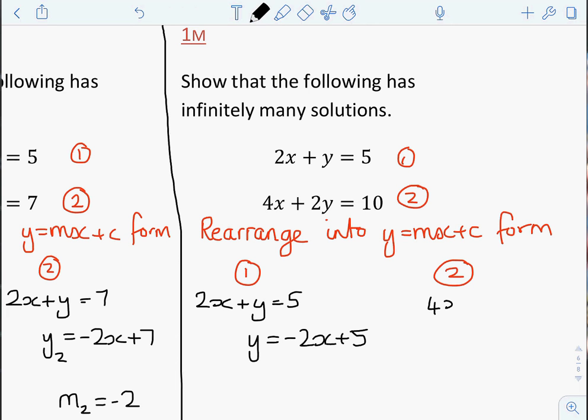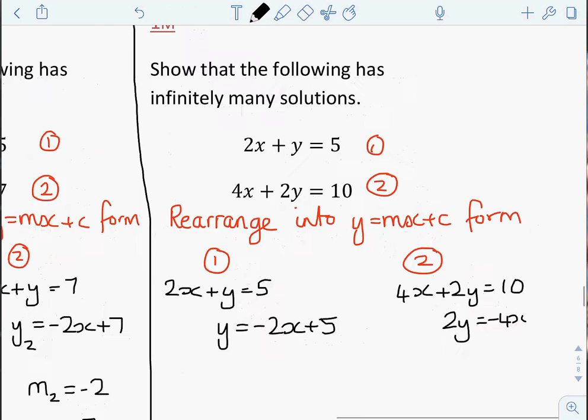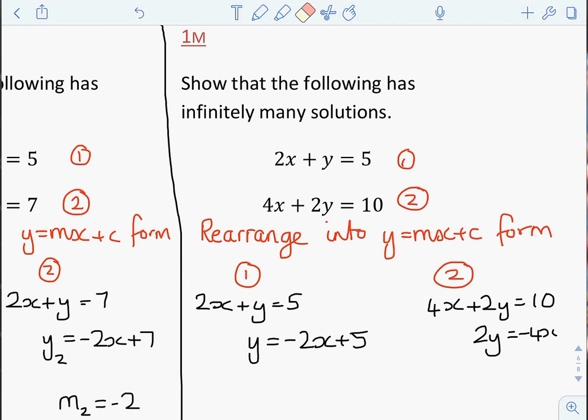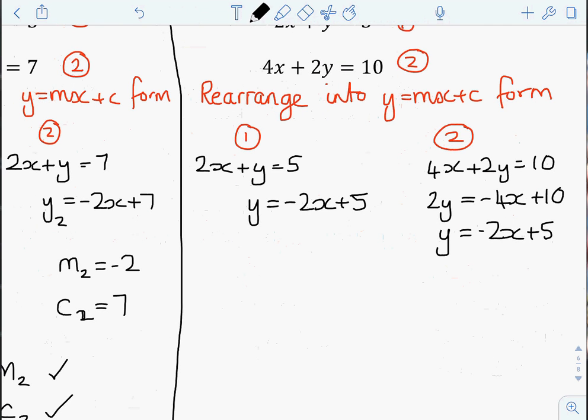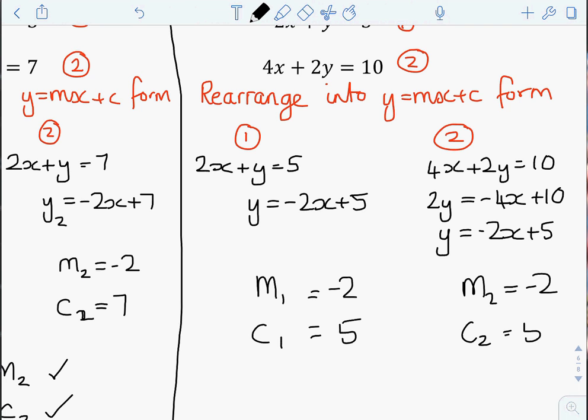Equation 2 will start off with 4x plus 2y is equal to 10, minus the 4x from both sides, and we'll have 2y is equal to minus 4x plus 10, divided by 2, and y is going to be equal to negative 2x plus 5. Obviously, you can see at this point those are exactly the same equations, but we'll go through the process of identifying our gradients and our y-intercepts. So gradient of negative 2, y-intercept of 5. Same for equation 2, minus 2 and 5.